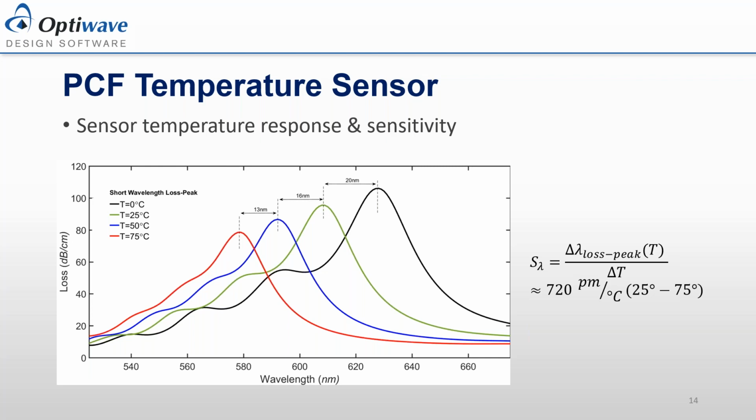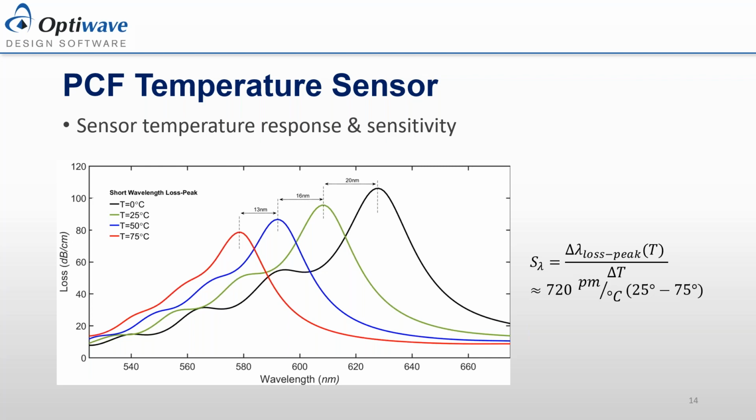And if we take a look at the definition of sensitivity, wavelength sensitivity, where we look at the shift of the loss peak relative to a change in temperature, we actually see a sensitivity of 720 picometers over the 25 to, actually, my apologies, that's the 0 to 75 region. And that is how this particular sensor will track temperature.